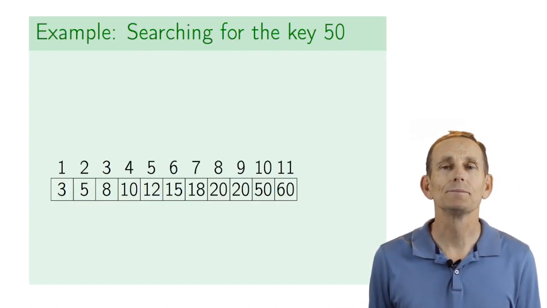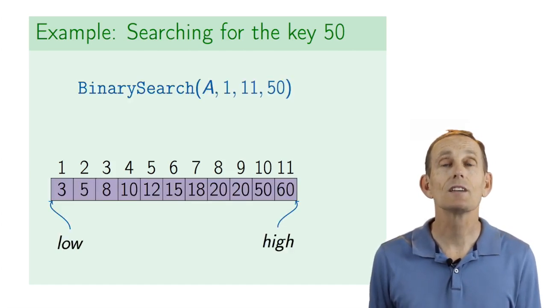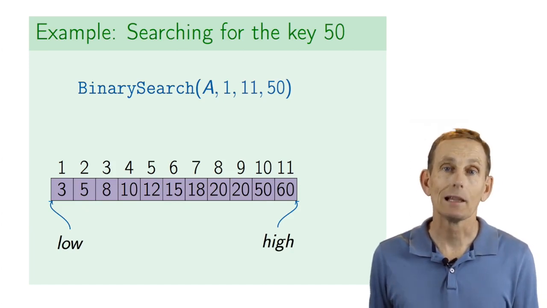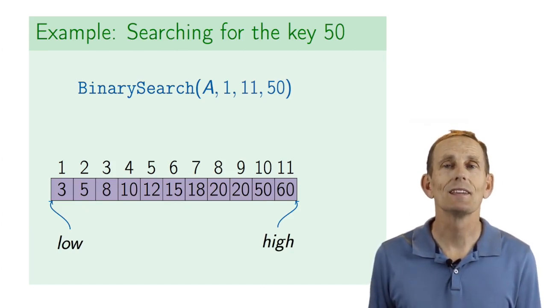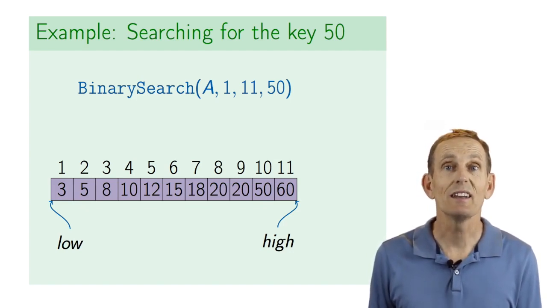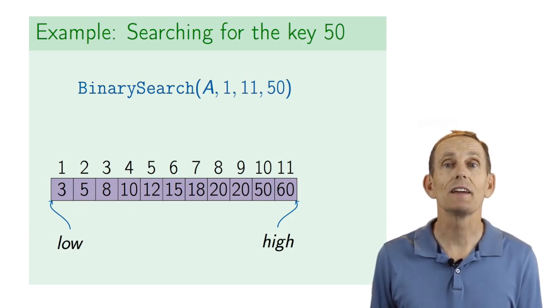Let's look at an example. Let's say we're searching for the key 50 in this array with 11 elements. So we'll do a binary search on this array from 1 to 11, looking for 50. Low is 1, high is 11. We'll calculate the midpoint. 11 minus 1 is 10, divided by 2 is 5, add that to 1, the midpoint is 6.